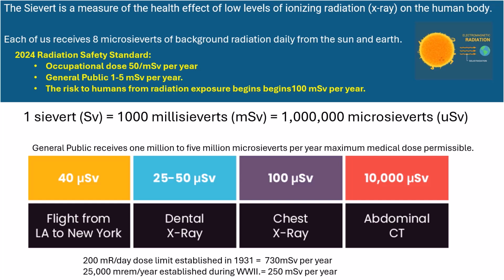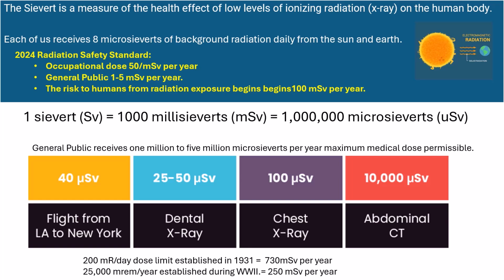What is the radiation standard for exposure today in 2024? People working with ionizing radiation get an occupational maximum exposure dose of 50 millisieverts per year, whereas the general public gets a maximum medical exposure of 1 to 5 millisieverts per year. So let's compare that to the old standards that we had. In 1931, that would be 730 millisieverts per year. And when we reduced it in World War II, that dropped down to 250 millisieverts per year.